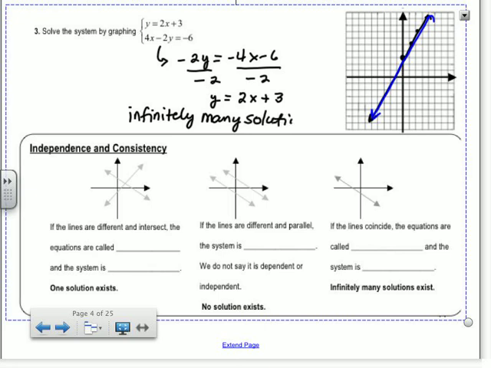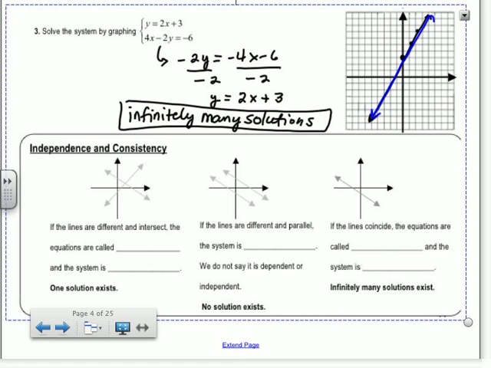I would write infinitely many solutions, actually. That's the more technical term. If you write all real numbers, it's probably fine, but the technical term for this is infinitely many solutions. You say all solutions. Yeah, I guess that would work, but infinitely many solutions is really the best way to say it.